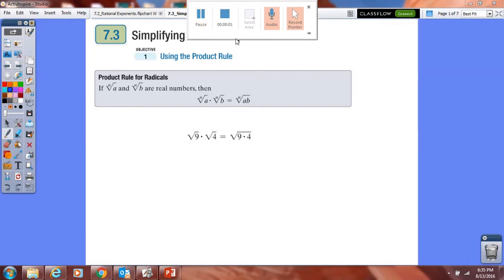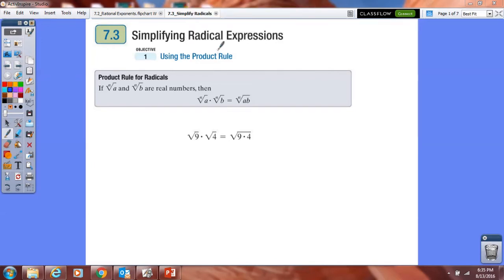This is section 7.3, simplifying radical expressions. When we look here at the product rule for radicals, it says as long as the radical is the same radical, in this case it could be a square root times a square root, a cube root times a cube root, or a fourth root times a fourth root, we can multiply like radicals together by multiplying what's underneath.